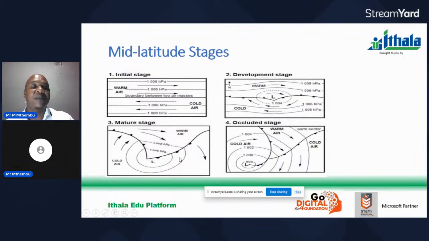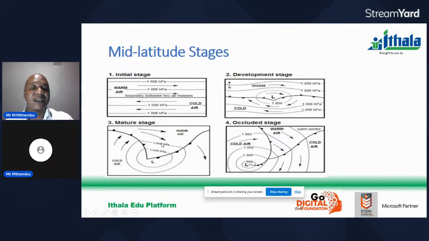Let us look at the most important stage, which is the matured stage. You can see the wave is actually formed here, and then you can see the movement of air. It's moving in a clockwise direction. And then the cold front is chasing after the warm front.